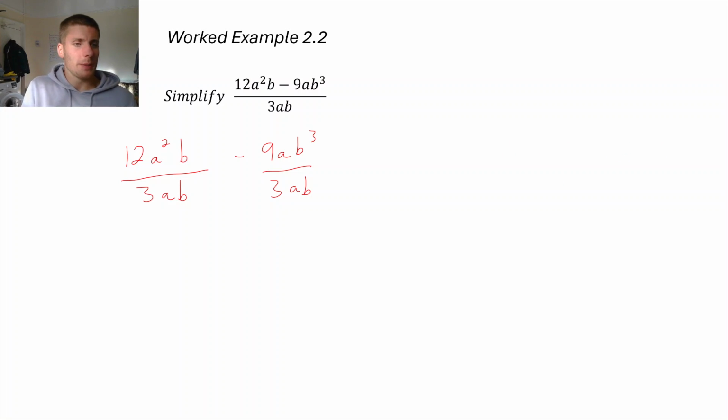Okay, let's look at this first part over here. What's 12 divided by 3? To begin with, 12 divided by 3 is equal to 4. We've then got a squared divided by a to the power of 1. We are dividing indices with the same base, so you can take away the powers. 2 take away 1 is 1. So it's going to be a to the power of 1, or just a. You've then got b to the power of 1 divided by b to the power of 1. Take away the powers, you get a 0.